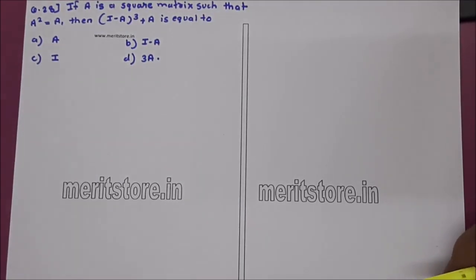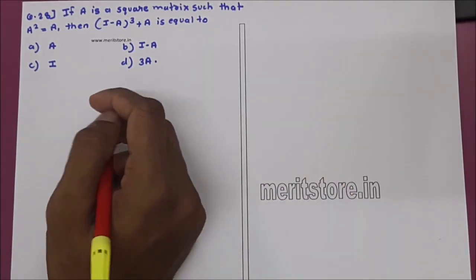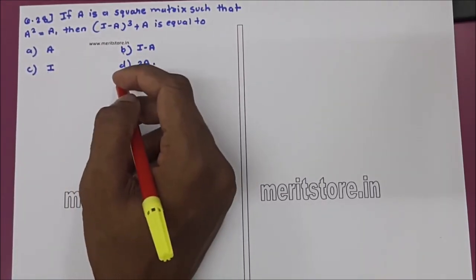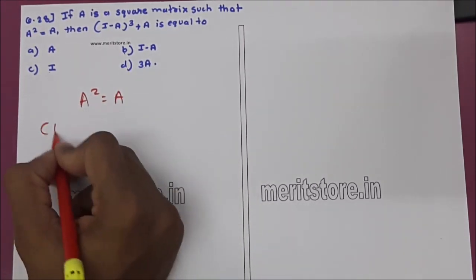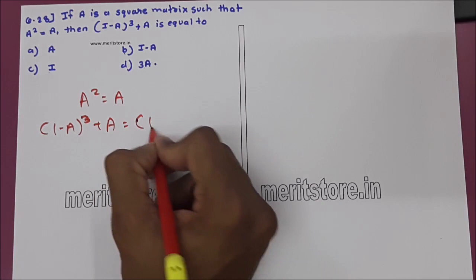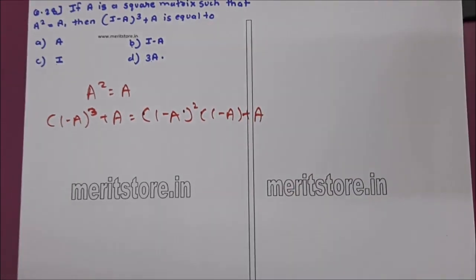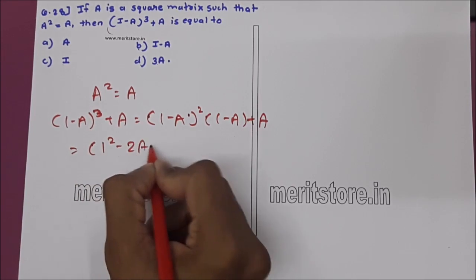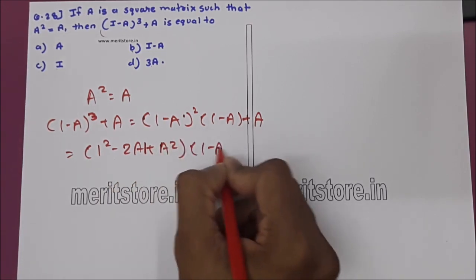Question 28. If A is a square matrix such that A square is equal to A, then (I minus A) cube plus A is equal to, we have four options: A, A; B, I minus A; C, A I; D, 3A. We know that A is a square matrix such that A square is equal to A. So now (I minus A) cube plus A is equal to (I minus A) the whole square into (I minus A) plus A. We solve this equation, we get I square minus 2AI plus A square, into (I minus A), plus A.